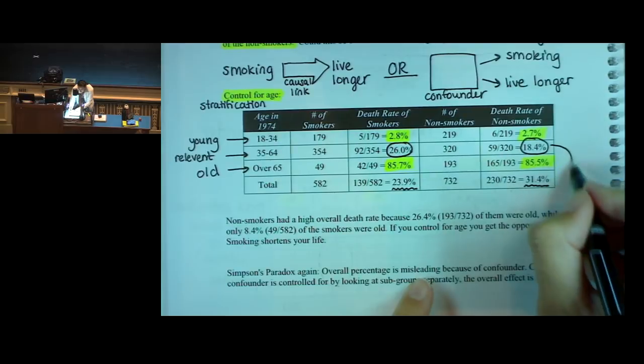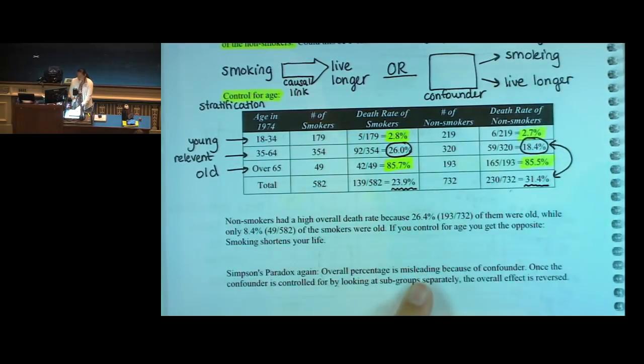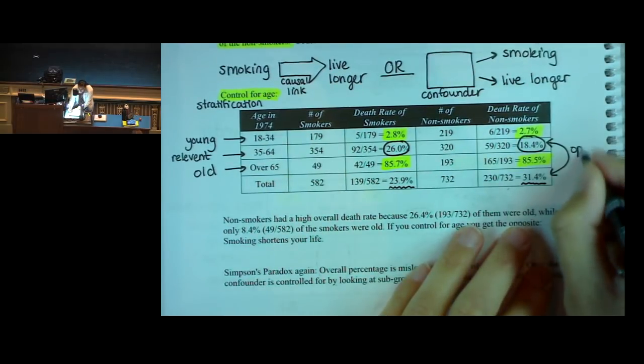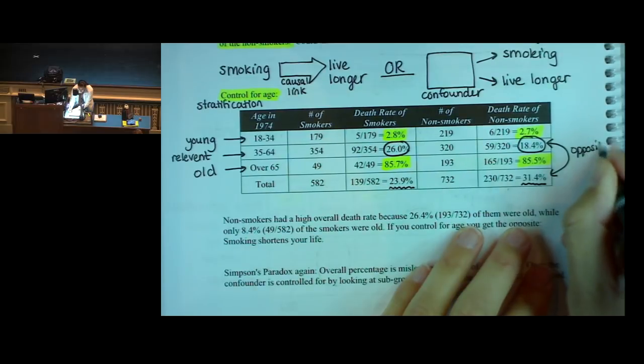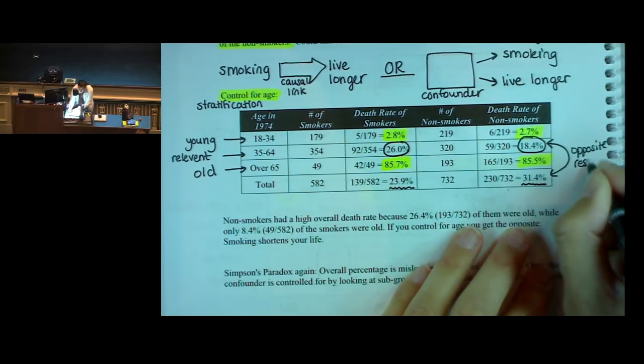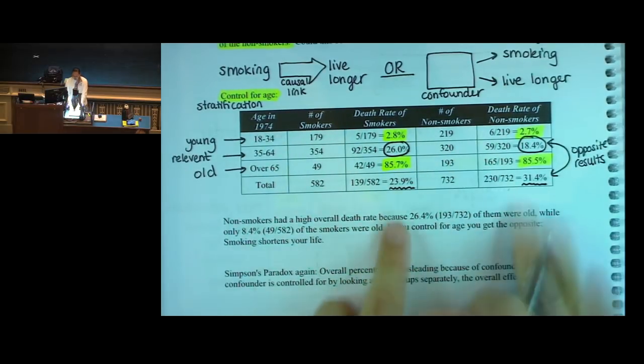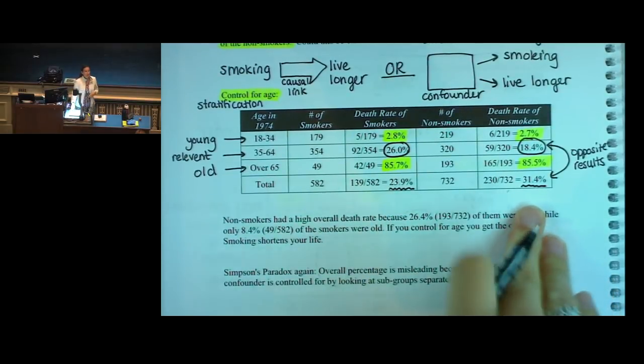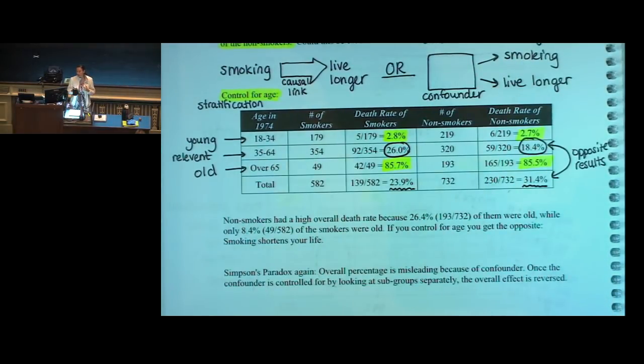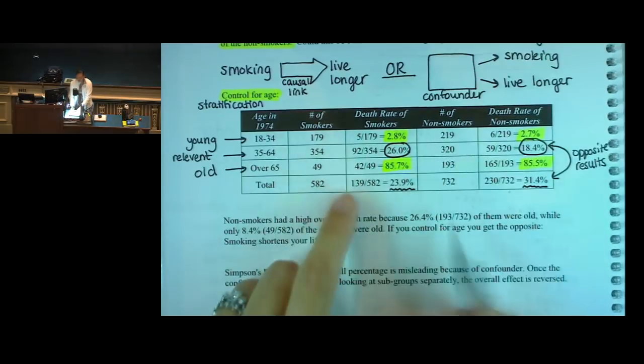So these two rows give me opposite results. So that's the paradox. Because if I look at one, I make one conclusion. If I look at the other one, I make another conclusion. So the question is, which conclusion do I make?